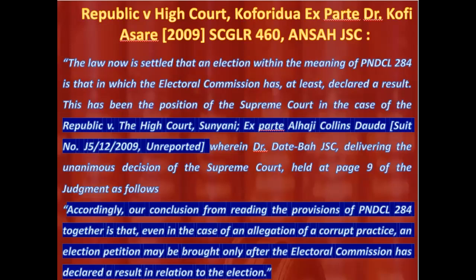Again, and these are the words of Date-Bah JSC from ex parte Collins Dowda, and I'm quoting once again. Accordingly, our conclusion from reading the provisions of PNDC Law 284 together is that even in the case of an allegation of a corrupt practice, an election petition may be brought only after the Electoral Commission has declared a result in relation to the election. Quote ends. Then Ansah JSC continues.